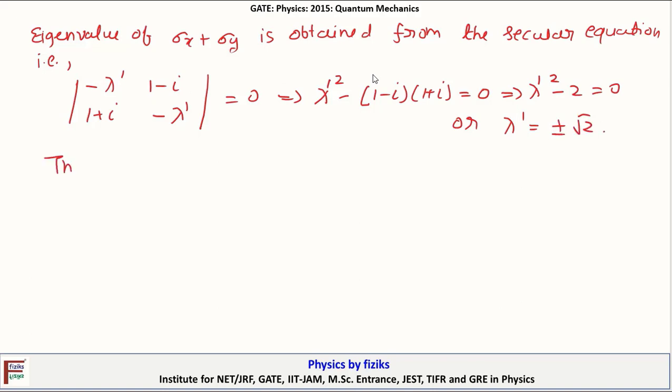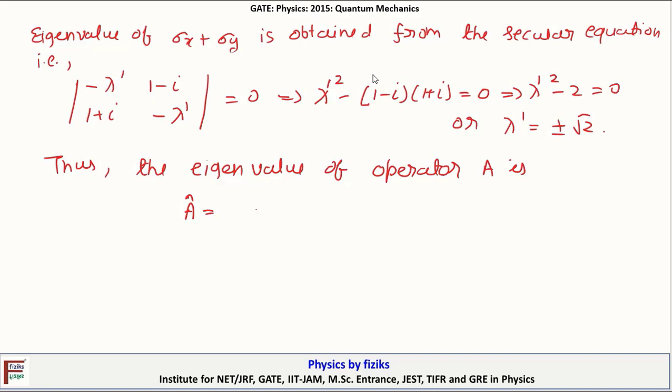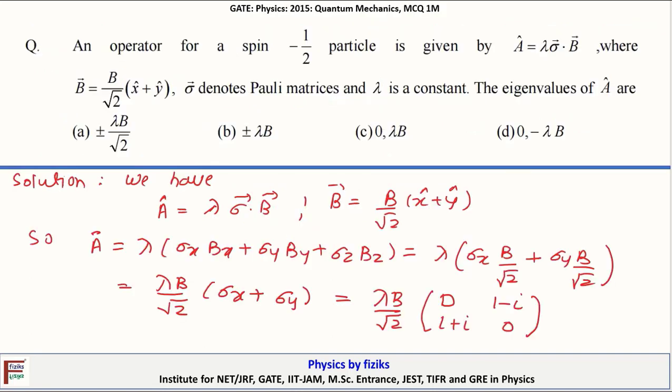Thus, the eigenvalue of operator A is equal to lambda B by root 2 multiplied by plus or minus root 2, equals plus or minus lambda B. So our answer is option B, plus or minus lambda B.